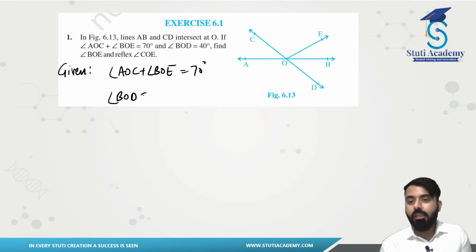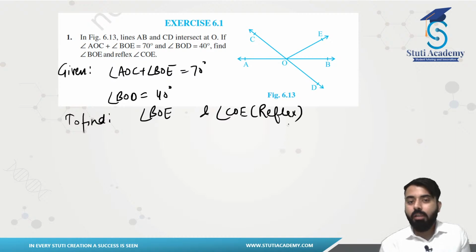Angle BOD is 40 degrees, and we have to find angle BOE and angle COE, which is reflex. Okay. Now you guys see there are various ways that we can get around this one. One of those ways is simply quite easy.